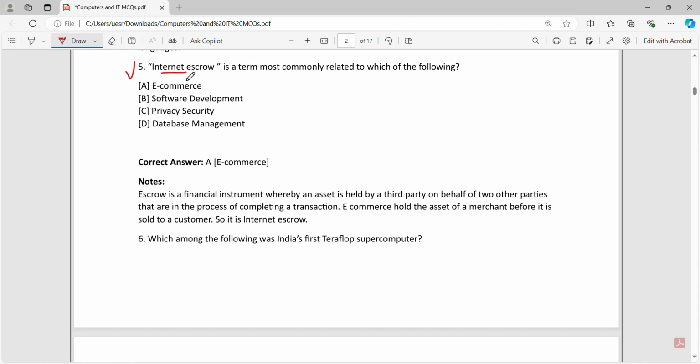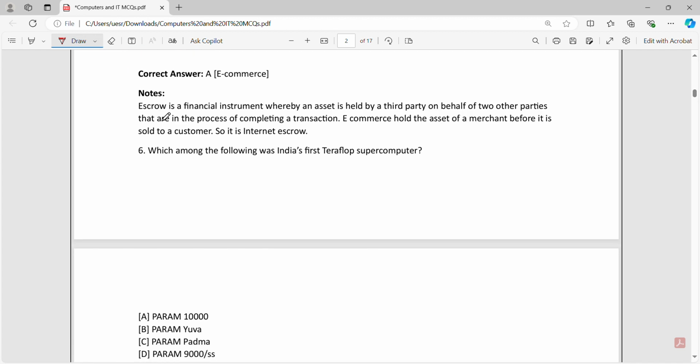Fifth, Internet escrow is a term most commonly related to which of the following? So the answer is e-commerce. Escrow is a financial instrument whereby an asset is held by a third party on behalf of two other parties that are in the process of completing a transaction. E-commerce holds the asset of a merchant before it is sold to a customer. So it is internet escrow.